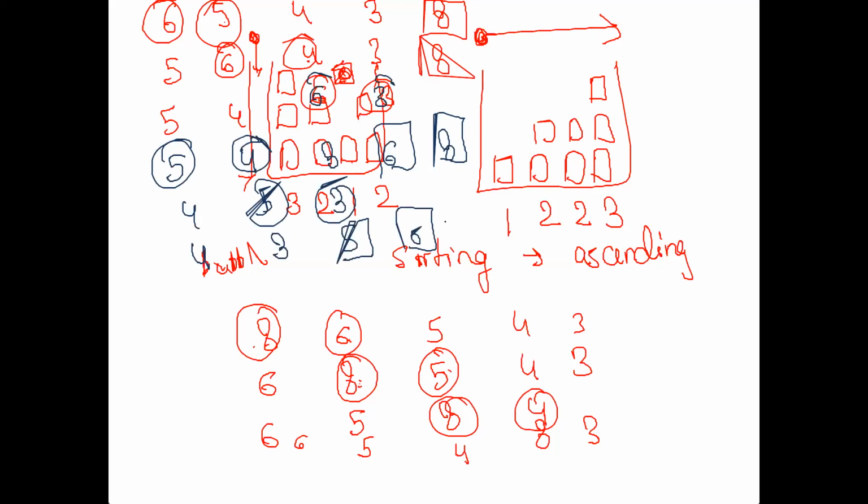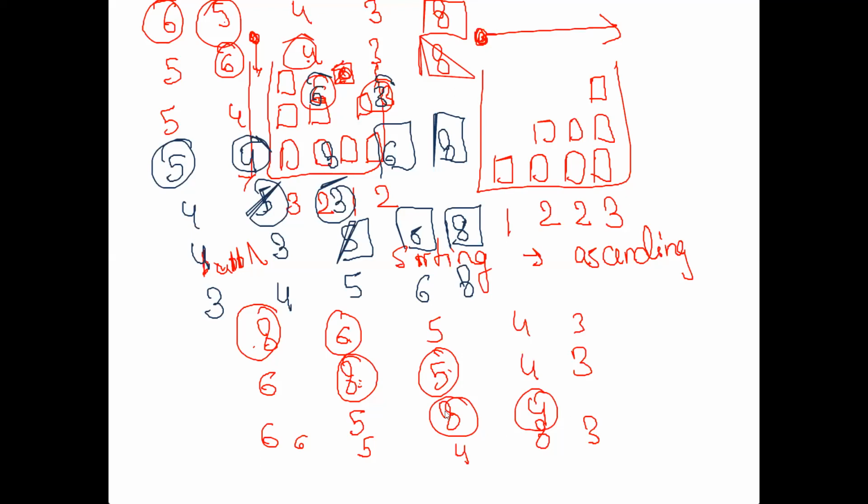So 5, 6. Here it will be 8. Done. 4, 3 will be compared. 3 will go here. 4 will come here. Now you can see all are sorted. So you have to do it until all the elements are sorted. And that is why I have told you to use that logic which I was explaining.